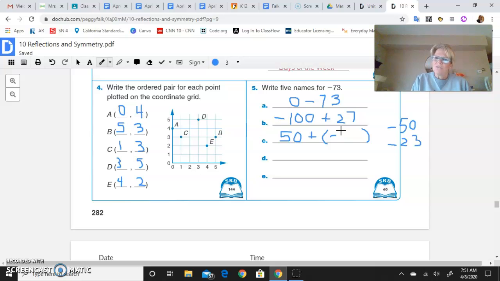So 50, I'd need a lot more than that. How about 50, and then I need to get to 73. So it'd be another 73. So how many do I have altogether? 123 bad guys.